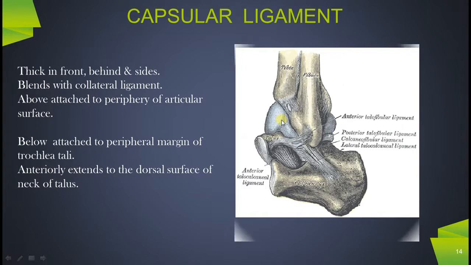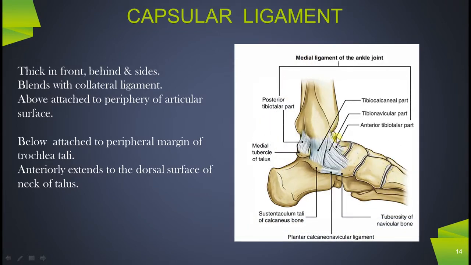If you look anteriorly, the capsule extends. This is the articulating surface, the trochlear surface, but the capsule extends a little bit forward onto the dorsal surface of the neck of the talus anteriorly. One reason is that the joint might get dislocated anteriorly. Anteriorly, it is a bit weak with respect to the ankle joint.